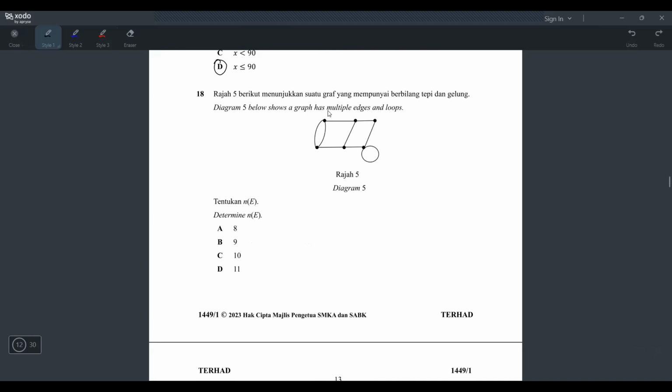Number 18, diagram 5 below shows a graph that has multiple edges and loops. So this is the multiple edges, this is the loops. And then they say determine the NE. NE means number of edges. So just count how many edges: 1, 2, 3, 4, 5, 6, 7, 8, 9. So that's the answer.